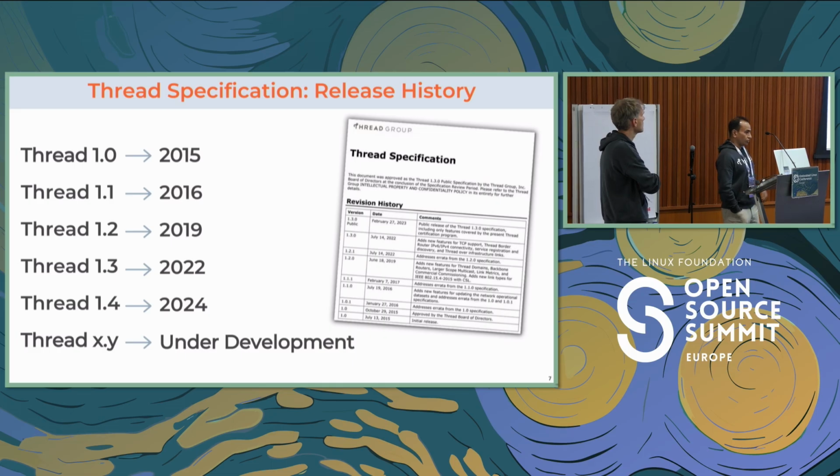So the latest version of the Thread specification is Thread 1.4. And yeah, the regular cadence is probably 2 to 3 years. If there are bigger features, then definitely it takes more time to release a new one. Otherwise, the regular cadence is almost 2 years.